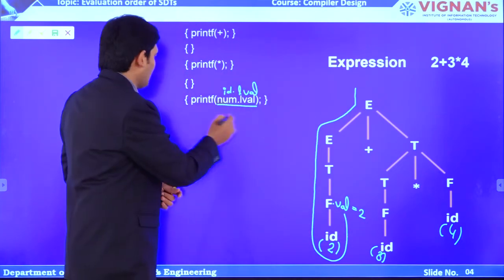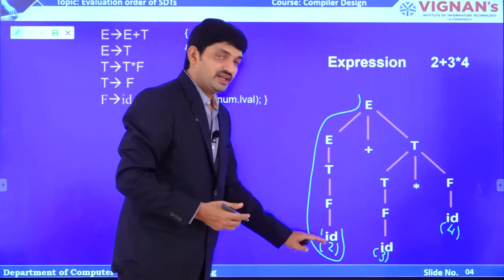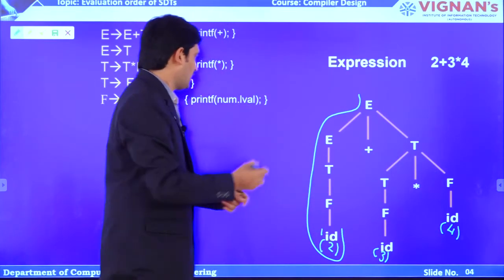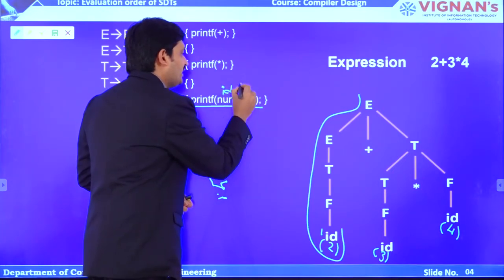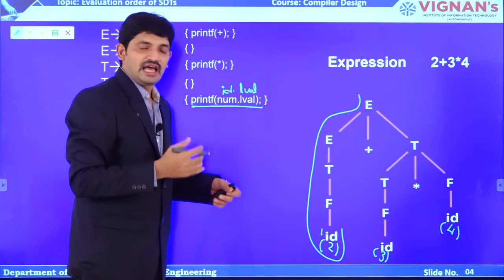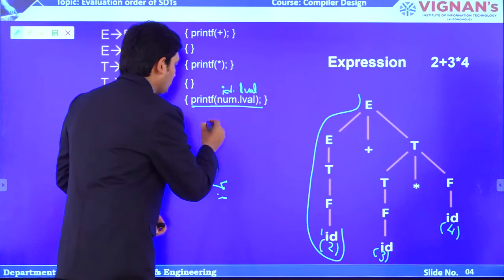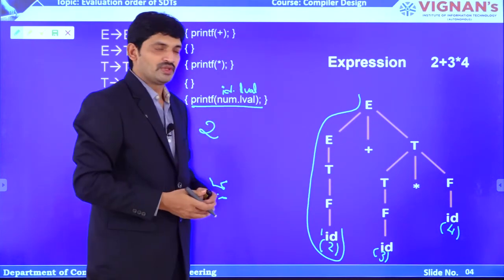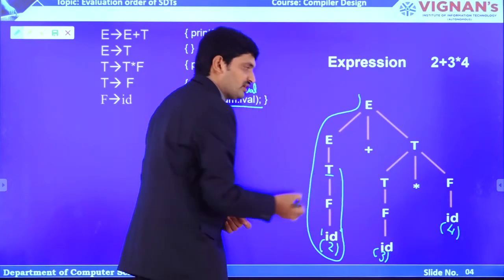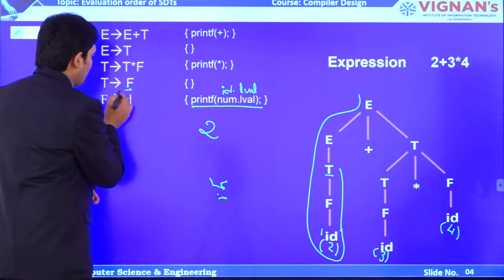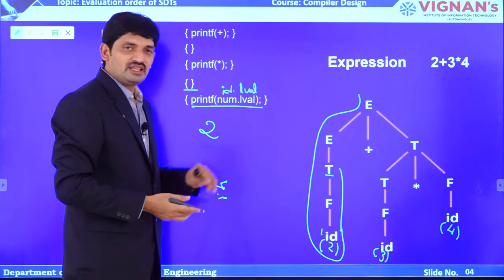What is the action I have to perform? When ID is reduced to F, I have to perform the action print num dot L value or ID dot L value. That means I have to print the ID value. What is the ID value here? 2. So, I print the ID value as 2. Now, when F is reduced to T, there is no action to perform, so simply skip that one.